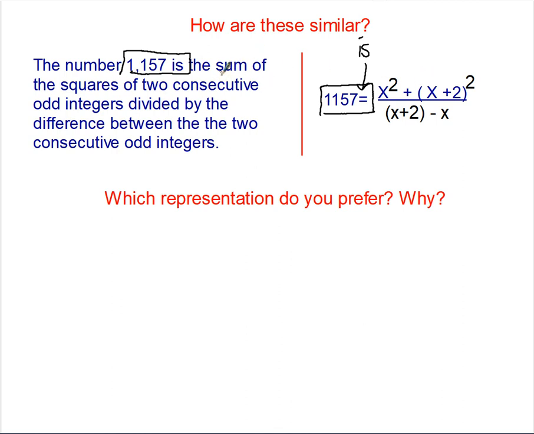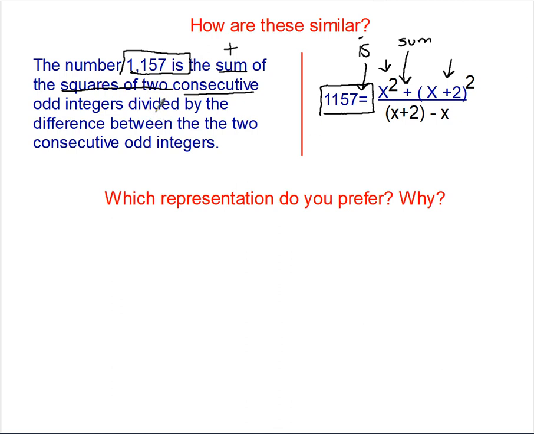We have the sum of something. What does sum mean? Good, we're going to add something. So if you notice, we're adding right here. There's the word sum. We're going to add two things. What are we adding? Well, we're adding the squares of something. We need to know what consecutive means. So here is a squared term, and here appears to be a squared term.